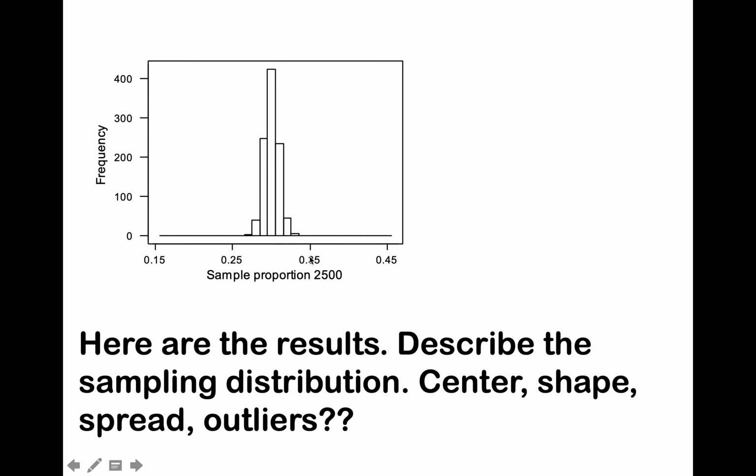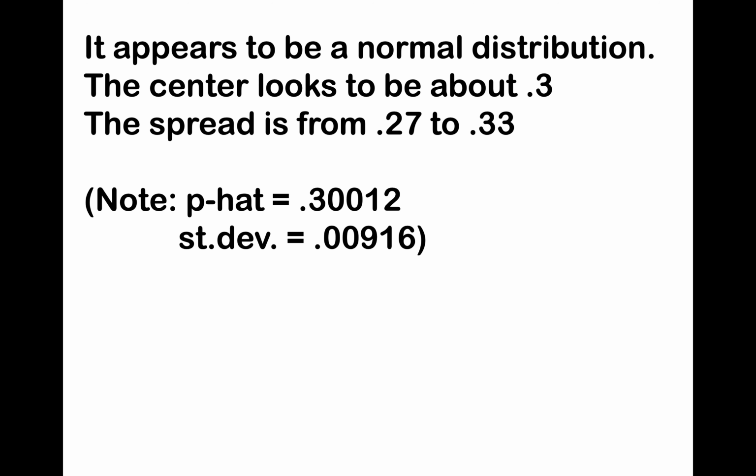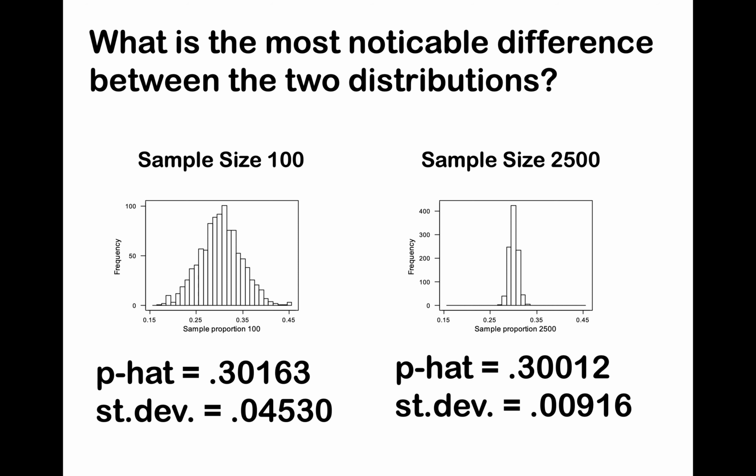You can calculate it if you want. I'm going to show it, and there are no outliers. So here is the value for this. Look at the standard deviation. Notice that the p-hat value didn't really change very much, and so the center really doesn't change. It's the standard deviation that is so surprisingly different. And here is the answer right here. You look at the change in the spread.